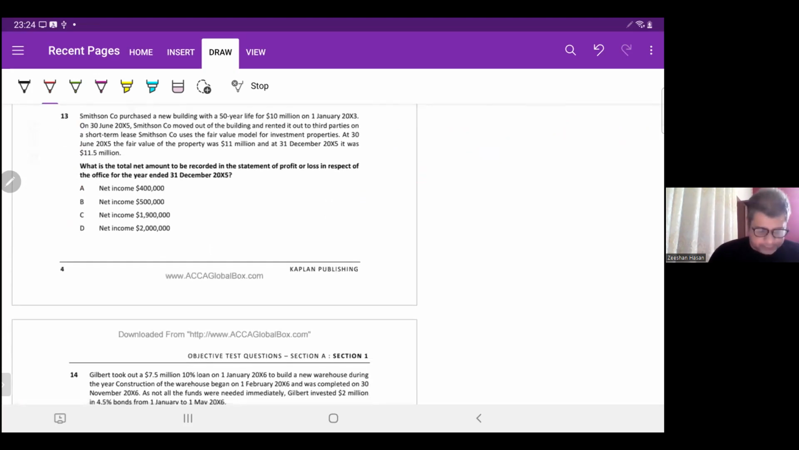Next question. Simpson Company purchased a new building with a 50-year life for 10 million on 1st January 2000 X3. On 30th June 2000 X5, be careful about the dates, folks, Simpson Company moved out of the building and rented it out to third parties on a short-term lease. Simpson Company uses a fair value model for investment properties. At 30th June, the fair value of the property was 11 million. At 30th December, it was 11.5 million. What is the total net amount to be recorded in the statement of profit or loss in respect of the office for the year ended 31st December 2000 X5?